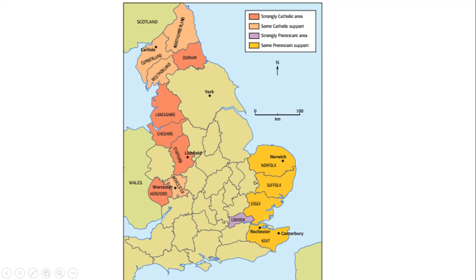So there's a power base in these areas of people who are Catholic, and this is obviously going to pose a problem for Elizabeth in the future, because these people who are Catholic and are powerful are quite a long way away from London and the southeast, and quite difficult for Elizabeth to control.